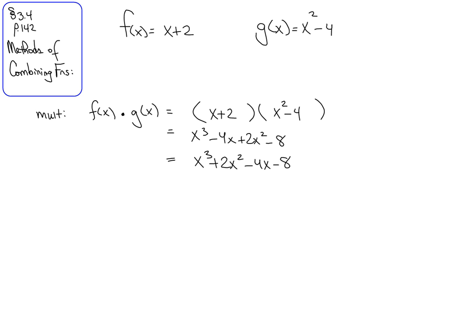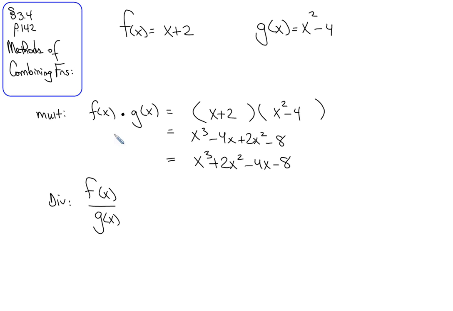That's all you'd have to do. Yeah, if you try and factor it, all it's going to do is get you right back to here, which doesn't do us any good. We started there, right? So you want to simplify it by multiplying it out. All right. We can also divide. F of x divided by g of x.